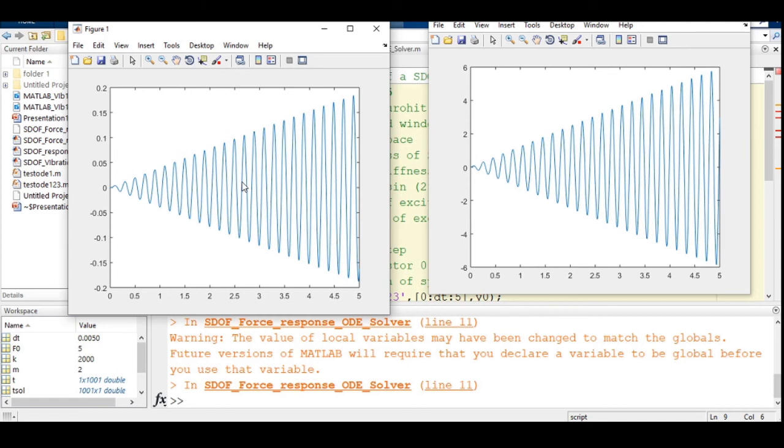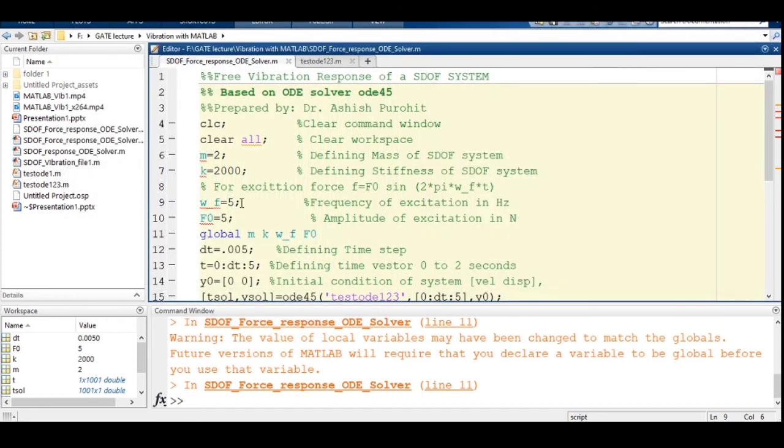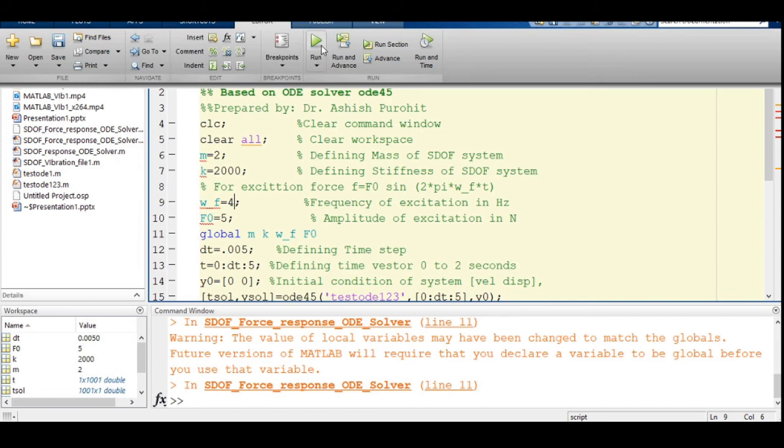There was a combination of two frequencies earlier, but here we have a single frequency, and the amplitude is growing with respect to time because it is a resonating condition. Resonance is there in my displacement versus time as well as my velocity versus time. Similarly, if I have a random input, for example a frequency of 4 hertz, let's see what the response would be.